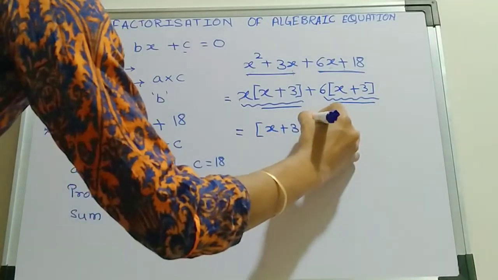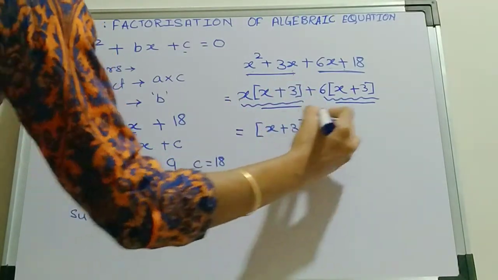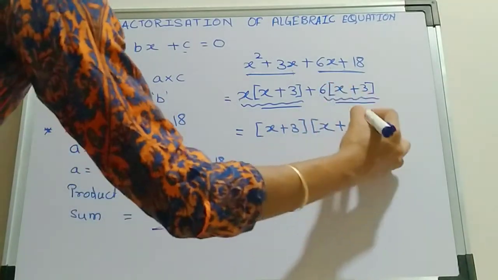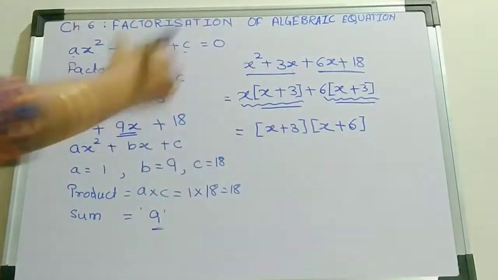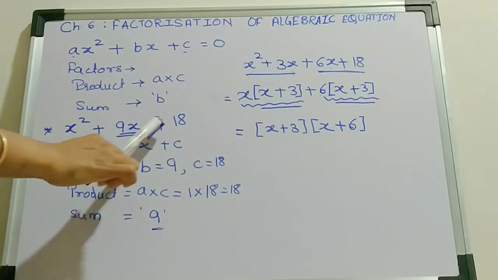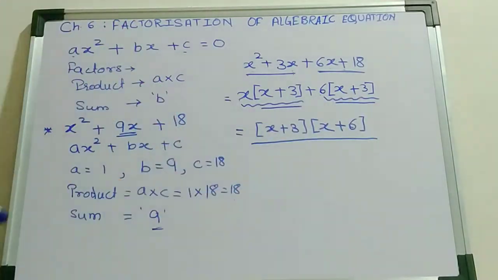One column will contain x plus 3 from this term, and another column will contain x from this term. X plus 3 is outside, and the remaining term is 6. So the factors for x square plus 9x plus 18 is x plus 3 into x plus 6.